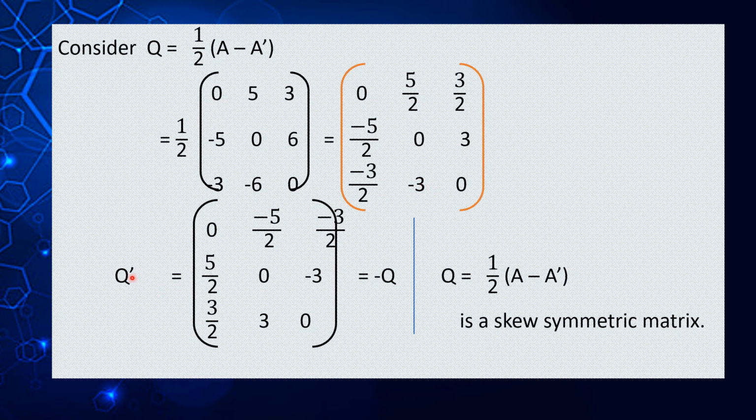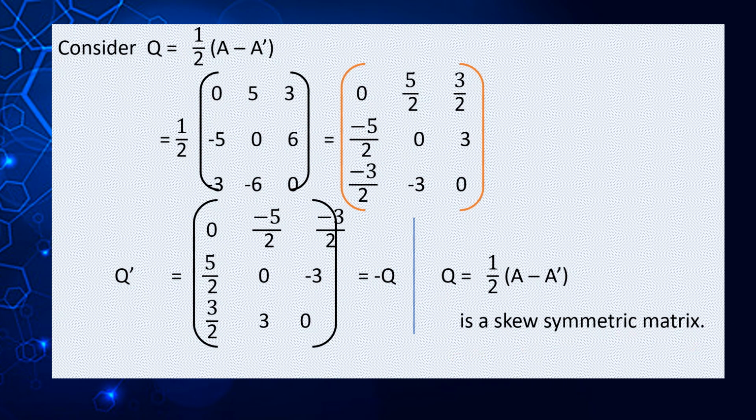Now find the Q transpose, which is equal to 0, minus 5 by 2, minus 3 by 2, 5 by 2, 0, minus 3, 3 by 2, 3, 0. When we consider Q transpose and Q, we can see that Q transpose is equal to minus of Q, by which we can write that Q is equal to half of A minus A transpose is a skew symmetric matrix.